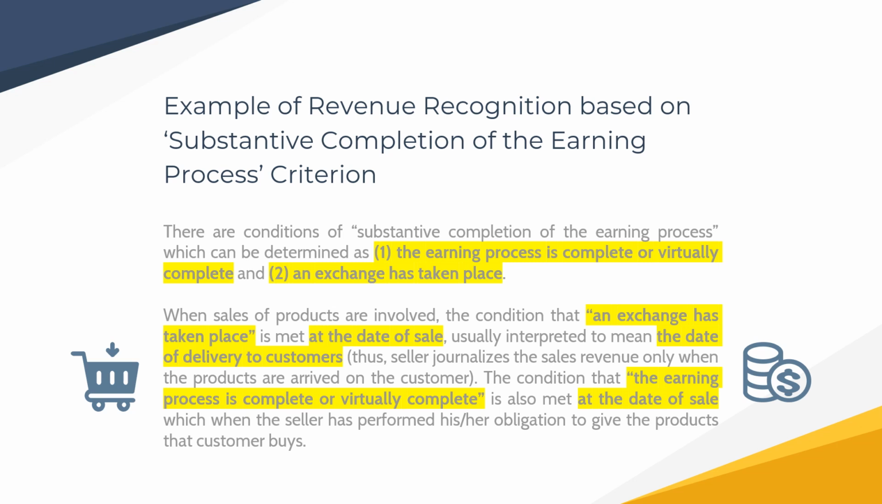The first condition, that the earning process is complete or virtually complete, is also met at the date of sale, when the seller has performed their obligation to give the products which the customer buys to the customer. So both conditions are met at the date of sale, which is the date of delivery to customers. That is the example of revenue recognition based on the substantive completion of the earning process criterion.